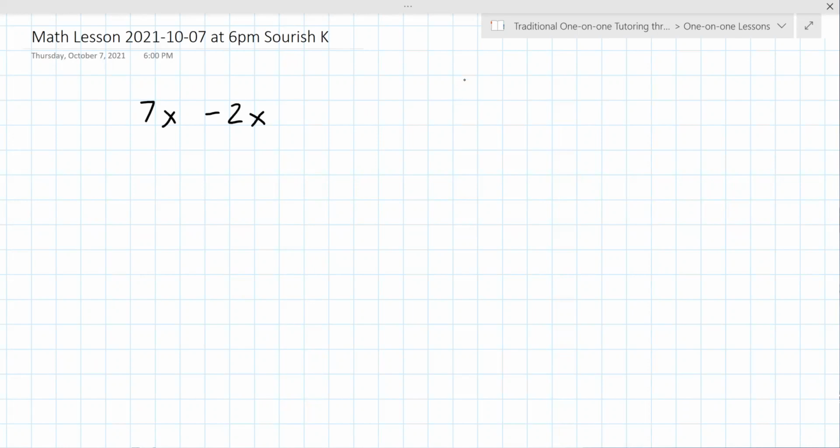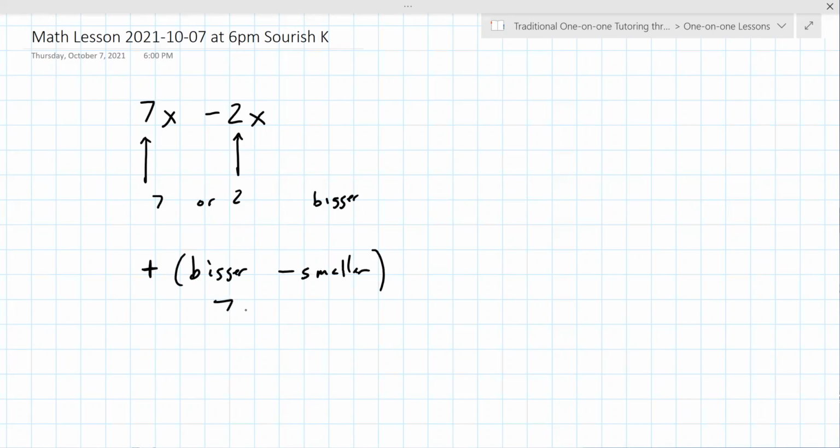Okay. So let's just look at the two numbers. Which is bigger, 7 or 2? 7. So since 7 is bigger, is 7 positive or negative? 7 is positive. So we know the answer is positive, and then you take the bigger minus the smaller. So 7 minus 2 here is 5, and we know it's positive, so 5x.